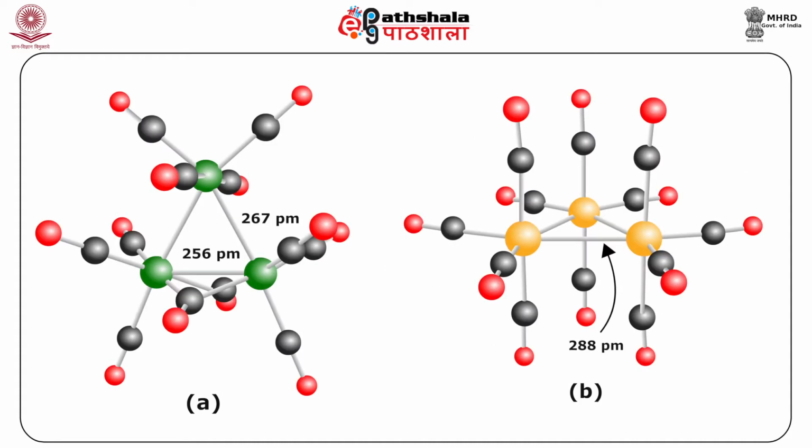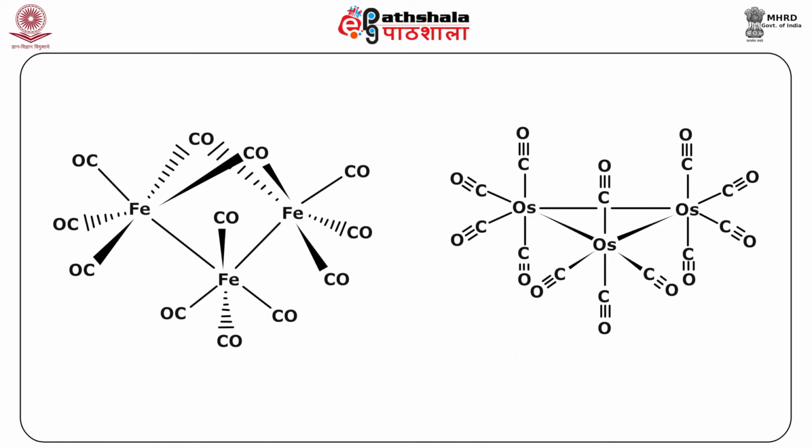So, now moving to the polynuclear metal carbonyl complexes. These are the complexes of carbonyl and they consist of more than 2 metal ions in them. For example, you can notice that these are the two examples shown of polynuclear metal carbonyls. One is the Fe3(CO)12 and the other is Os3(CO)12.